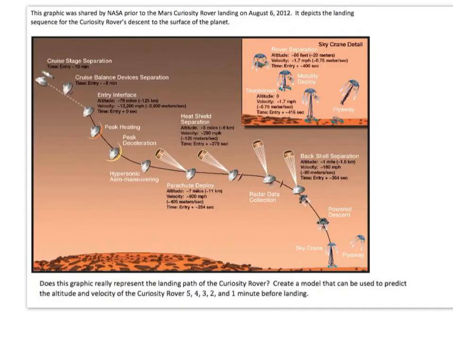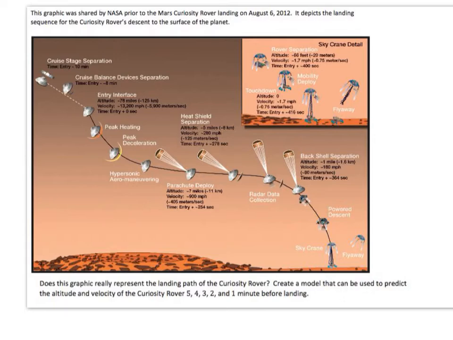All right, so this graphic was shared by NASA prior to the Mars Curiosity rover landing on August 6, 2012. It depicts the landing sequence for the Curiosity rover's descent to the surface of the planet. If I look at this, lots of detail going on here. We will watch the video in a little bit and it'll help out, but let's just look at what's going on. So we have altitude and velocity at various times.